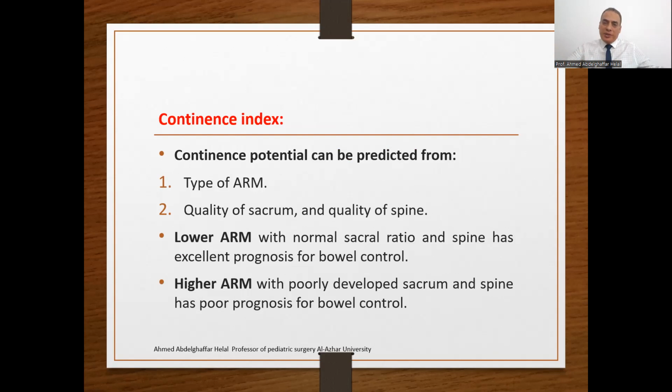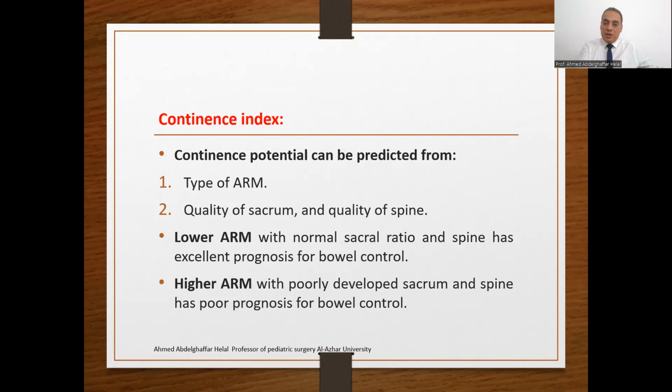Rectoperineal, rectourethral, rectoprostatic, rectobladder, or atresia without fistula. Number 2, the quality of the sacrum and the quality of the spine can predict whether the baby will have bowel control or not. So with a lower anorectal malformation, with a normal sacral ratio and normal spine, the baby will have an excellent prognosis for bowel control.